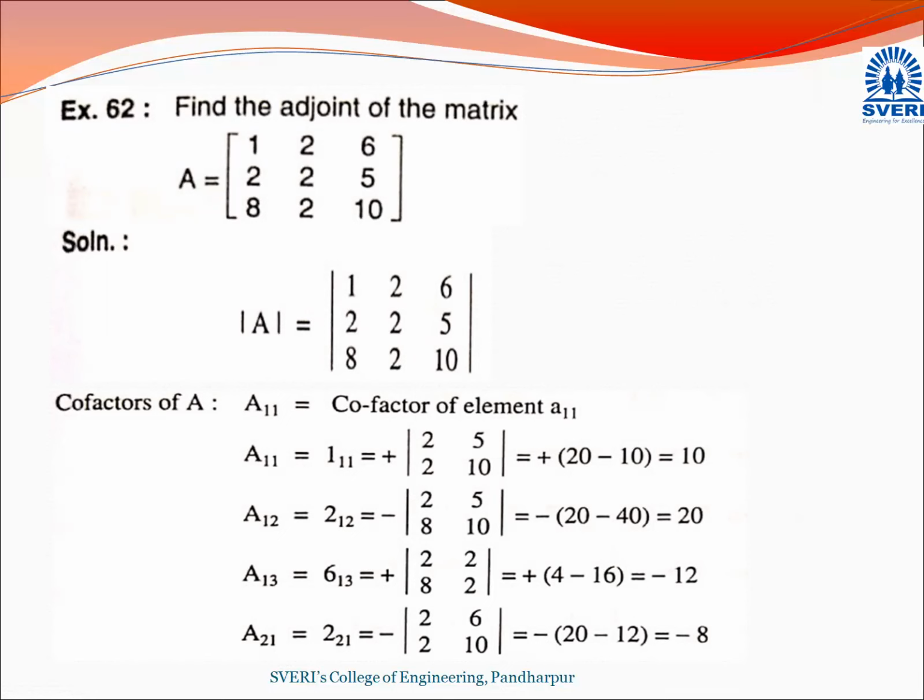So finding out determinant of A, then adjoint of the matrix, finding out cofactors of given elements. A11, A12, A13, A21, A22, A23, A31, A32, A33. So finding out that elements, we are getting that. Look at these cofactors. 10, 20, minus 12, minus 8.